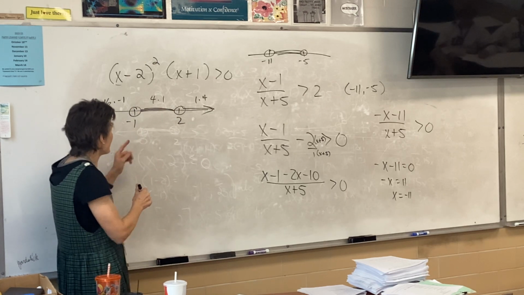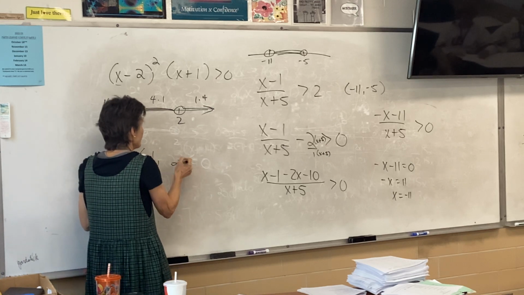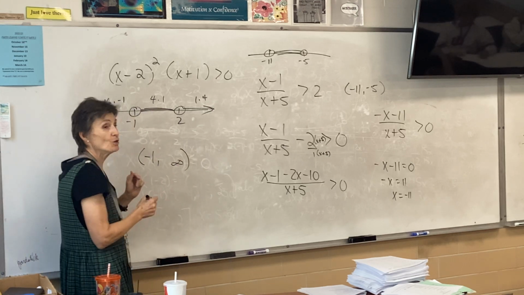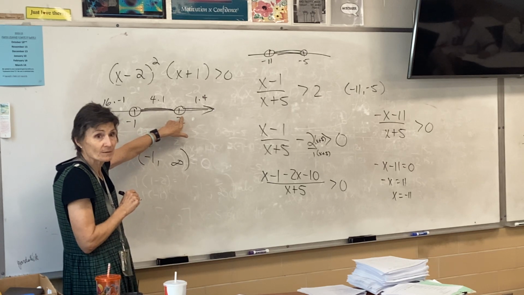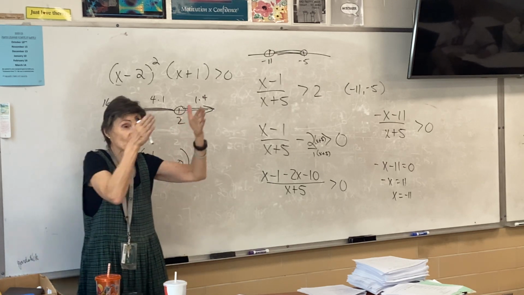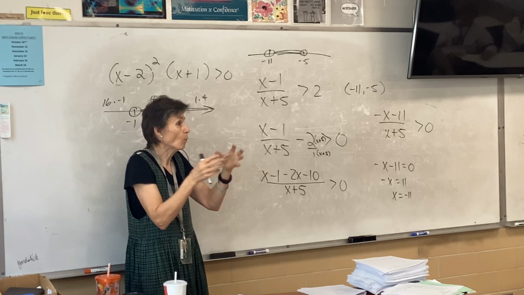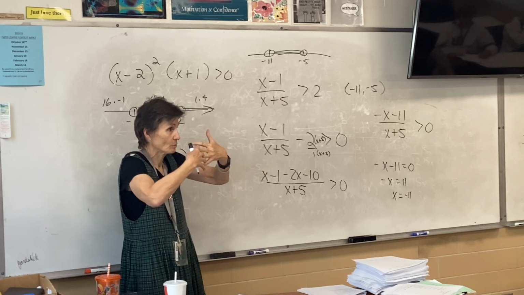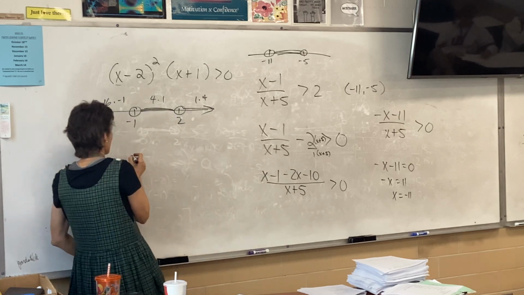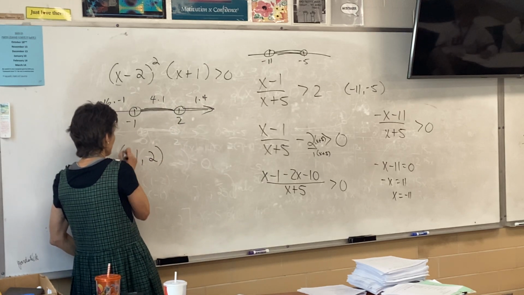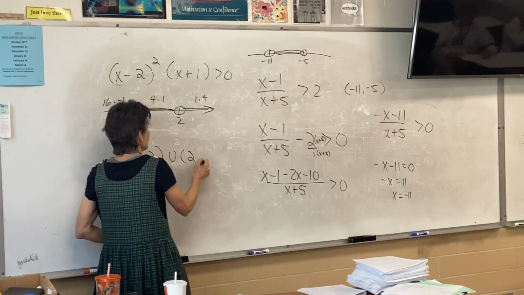Can we say negative 1 to infinity this time? No, because it has a gap in it. So you're gonna have to do each section. You can only combine them if they're connected, solid all the way, but they're not. So we can't do that. We're gonna have to say negative 1 to 2, or 2 to infinity.